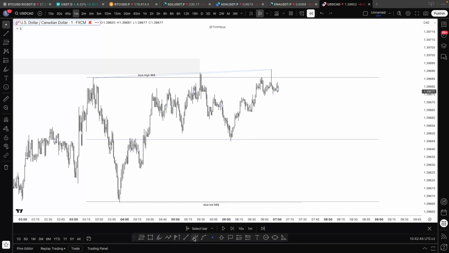Where's our structure gonna be? What is structure saying? We're going like this. We're making higher lows, higher highs, higher lows, higher highs, and boom. Now we have to break this to fill in our short.